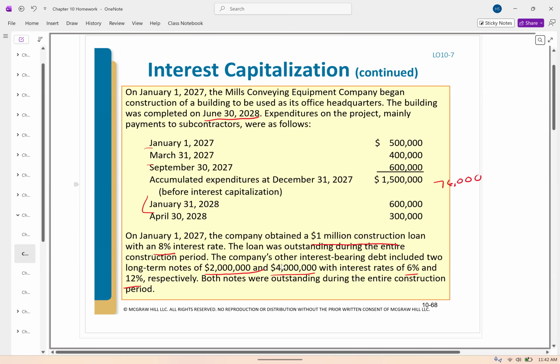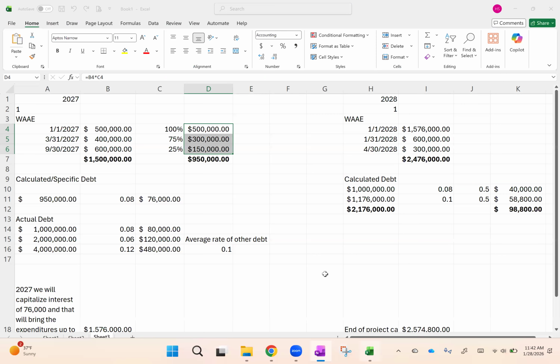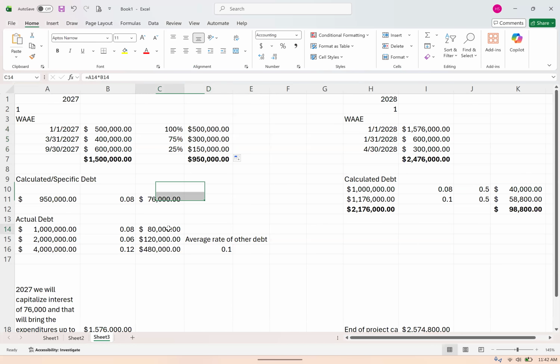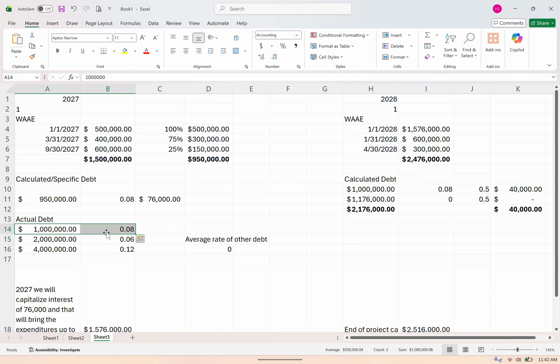The company's other interest-bearing debt was $2 million at 6%, $4 million at 12%. Well, I've already plugged those in right here. I'm going to delete them just because. So that's that specific debt right there. Okay. Then here's the other two debts.